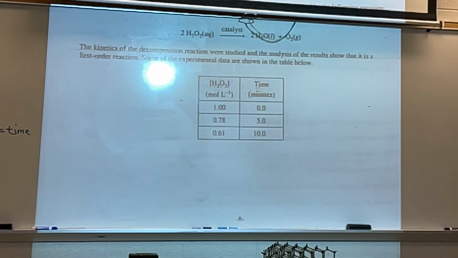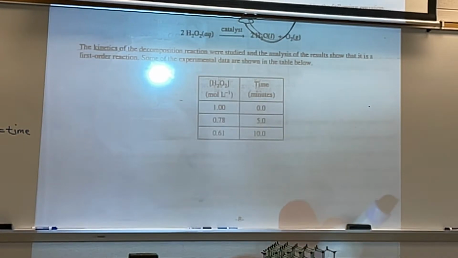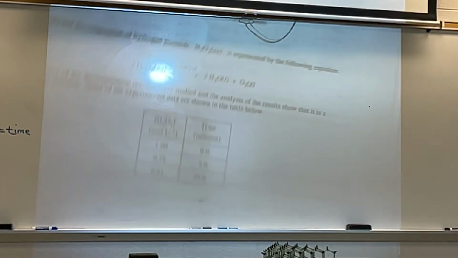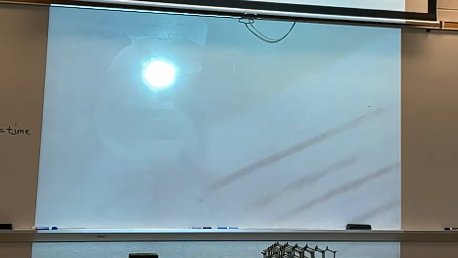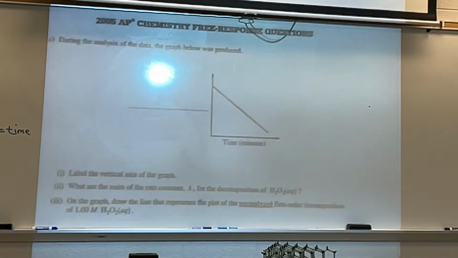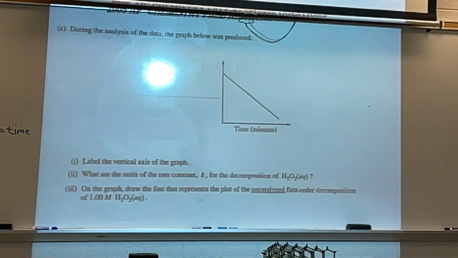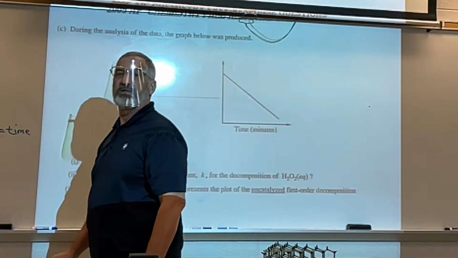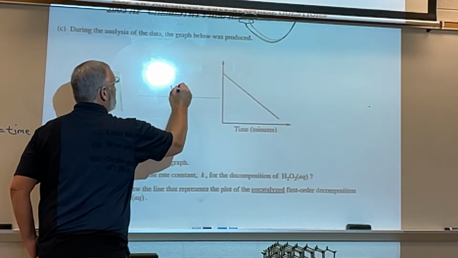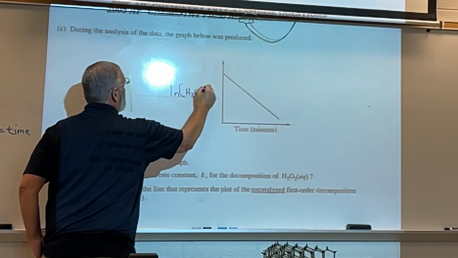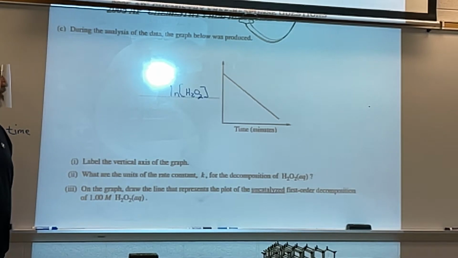So now we have to answer the questions. It says the kinetics of the decomposition were studied and the analysis results show it's a first order reaction. So you need to underline that. It's a first order reaction that tells us that. So now we go over here, and we start answering questions. It's first order. So since that's linear, first order, what must be the y-axis? Concentration of H2O2. Yeah, I guess. Right? Hopefully you can draw brackets better than I can.